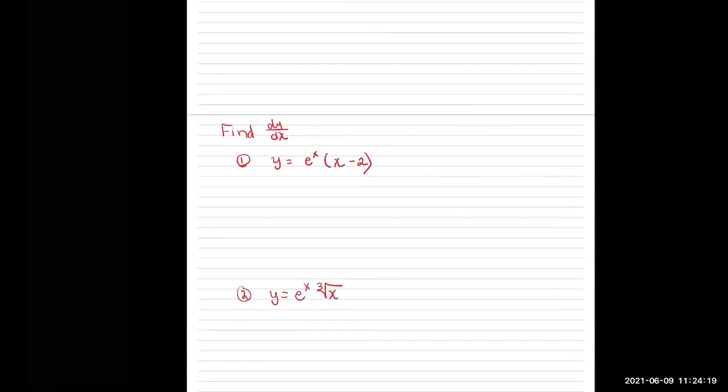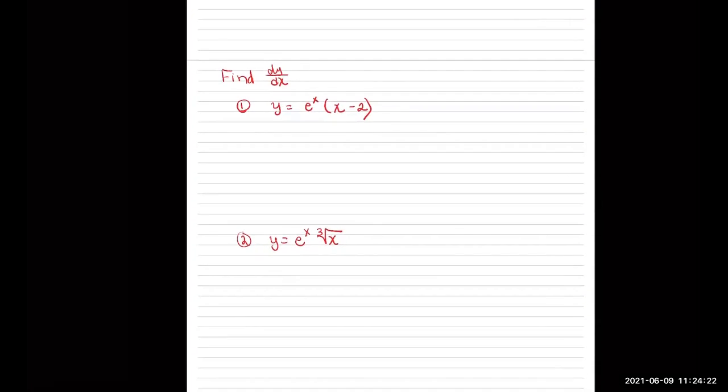All right, so now let's practice using it. Okay, so notice in example number 1, I have a product. I have one function times another function. So if you're comparing it to what we have up above, this would be the f of x. This would be the g of x. Notice I'm taking the derivative of a product. So when we take the derivative of the product, we write down the first one, which is e to the x. Notice I didn't do anything to it. I just copied it down, times the derivative of the second one. What's the derivative of x minus 2?